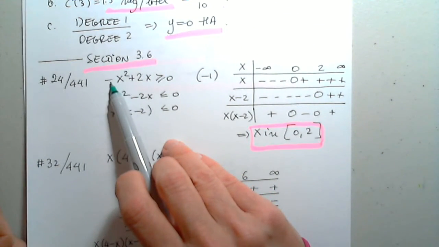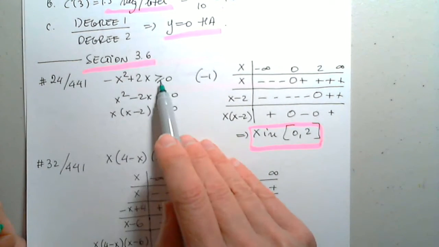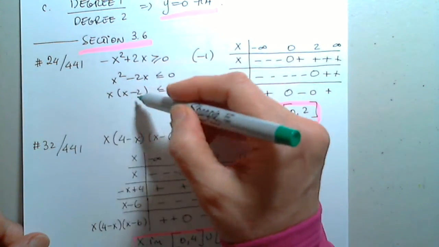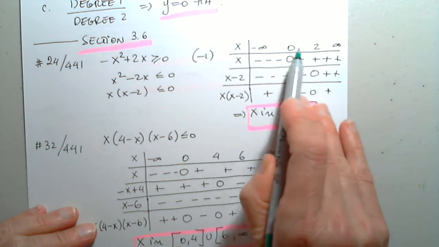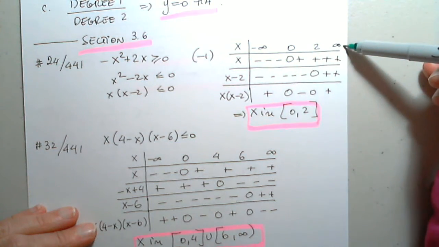When I see a negative leading coefficient, I will refuse to work with it. Multiply both sides by negative 1. Don't forget to switch the symbol, factor. And now I'm going to study the signs of these two factors, x and x minus 2. The top row is values of x, from negative infinity to infinity.